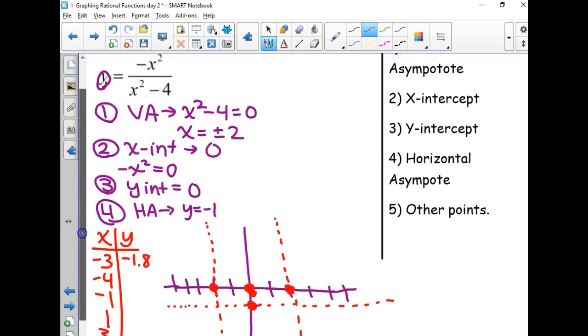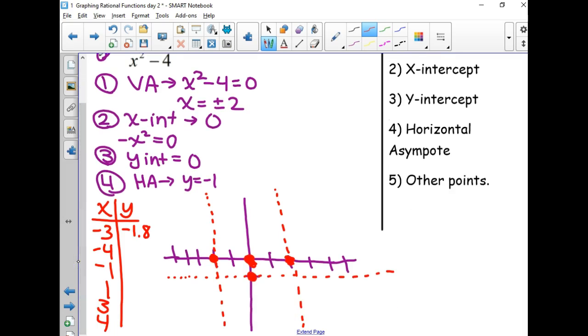Okay, guys, we need to calm down, especially people watching at home. They might be like, what's going on in class right now? With my graphing calculator, I can quickly put it in. So for -3, we should have gotten -1.8. For -4, you should have gotten -1.3 repeating, which is -1 1/3. For -1, you should have gotten 1/3. For 1, you should have gotten 1/3. For 3, you should have gotten -1.8. And for 4, you should have gotten -1.3 repeating.